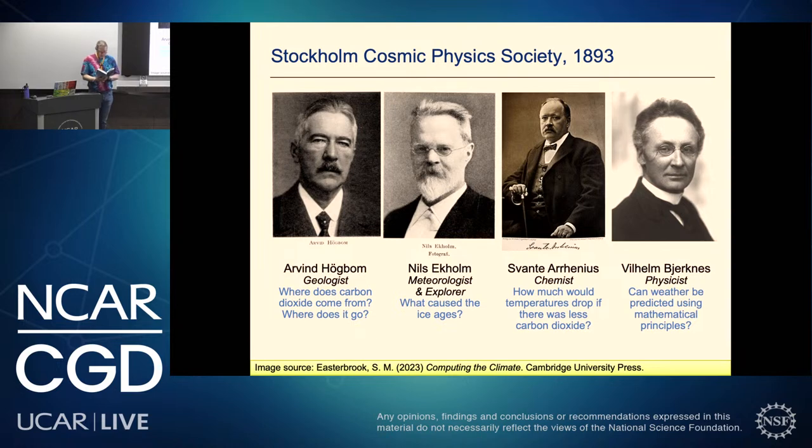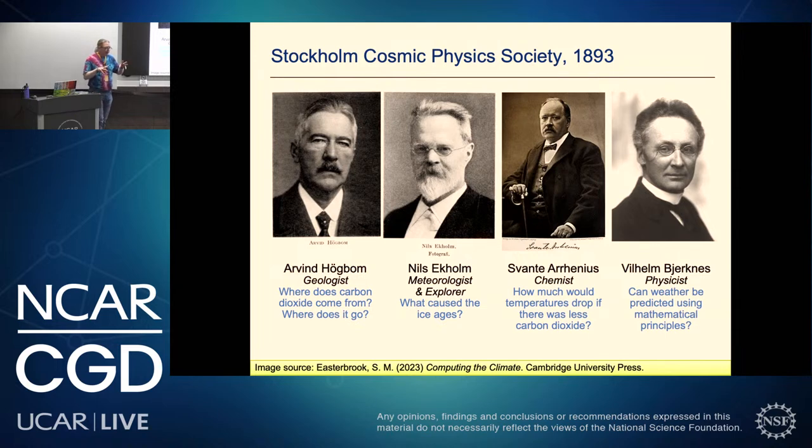Björknäs was a mathematical physicist with interest in magnetic fields and fluids, and we'll come back to his work in more detail in chapter three, because of course his work laid the foundation for numerical weather forecasting. Arrhenius was a chemist who went on to win a Nobel Prize for his research on acids. Both were inspired to apply their work to weather and climate by the discussions at the meetings of the society. And then I go on to describe what they were doing.